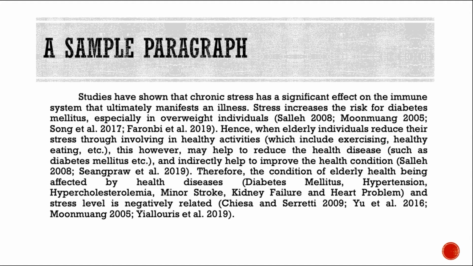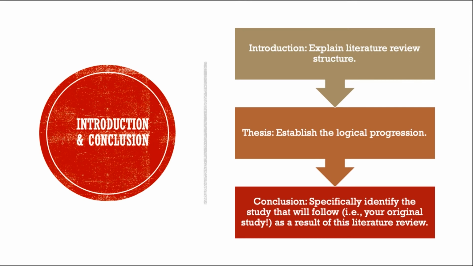So this is information prominent citation. Then, when elderly individuals reduce their stress through healthy activities, this may help, so it's information. Therefore, the condition of elderly health being affected by disease and stress level is negatively related, which is also information prominent citation.